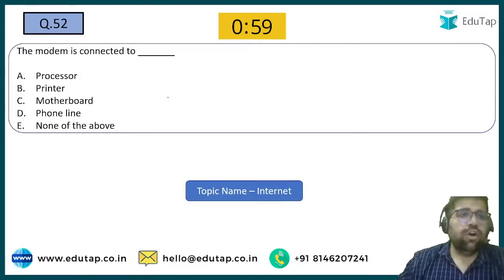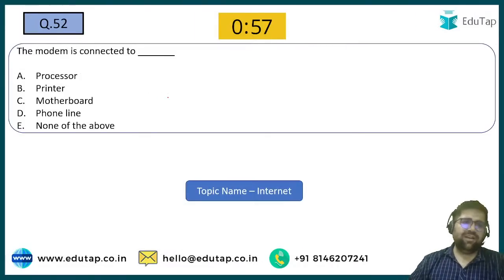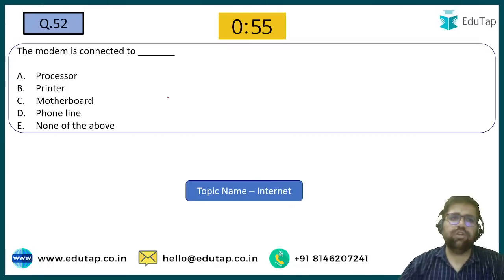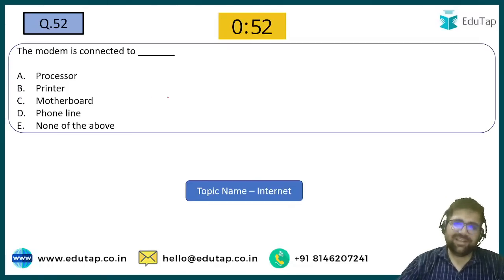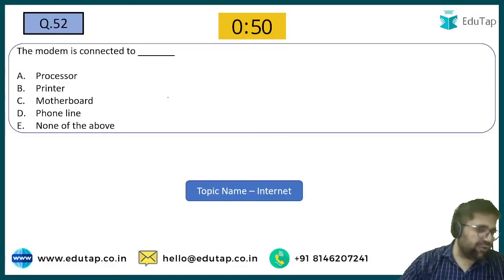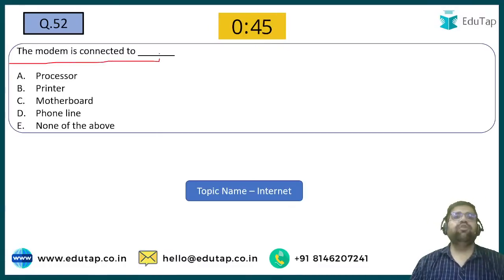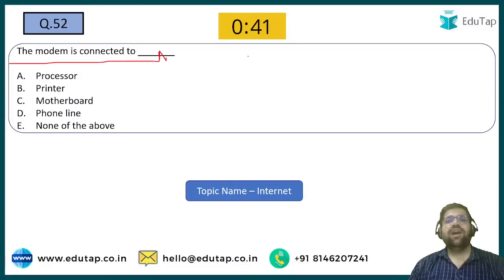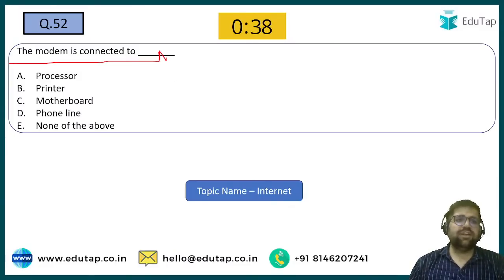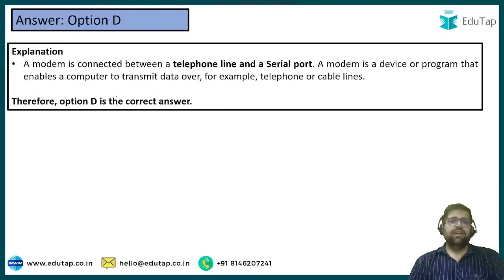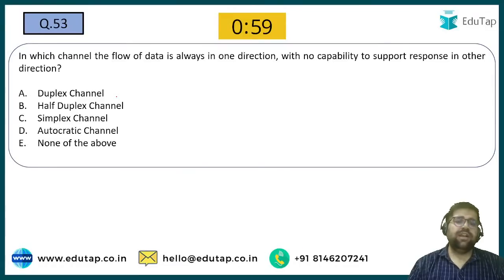Let's move ahead. Question number 52. Again, it is easy, my friend. You can easily answer this. Modem. Although no one uses modem these days, we have Wi-Fi. But can you let me know the answer to question number 52? A modem is connected to dash. Now modem is a traditional device via which you are connecting with the help of internet. The answer over here will be phone line. Not wasting much time over here. This is one of the easiest things. Printer, processor, motherboard, these we have already discussed earlier. So the answer was option number D.